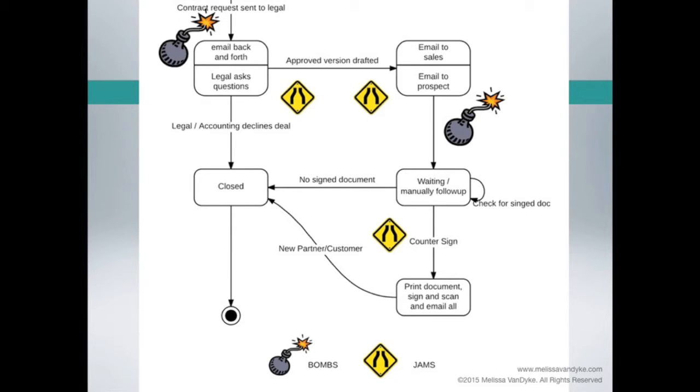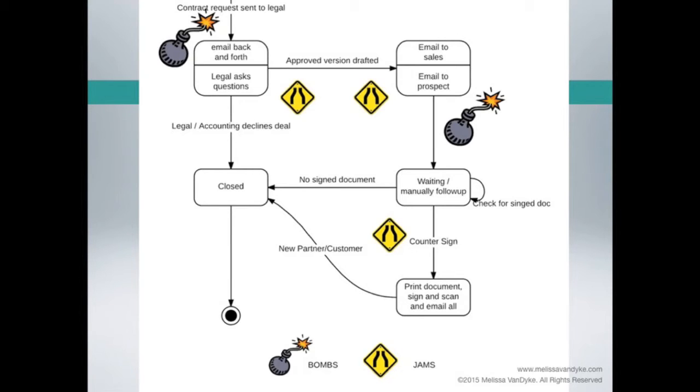So real quick, a bomb is something that is heavy user pain. The bomb is, I have the email churn. I can't find anything. The visibility, the back and forth. It's major user pain. So just highlight that with a bomb.